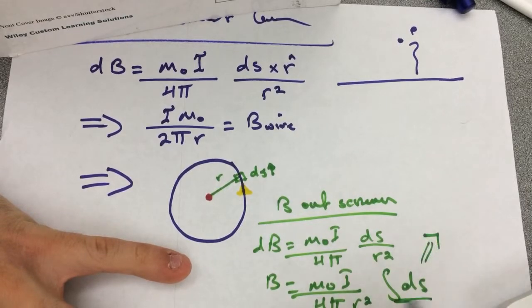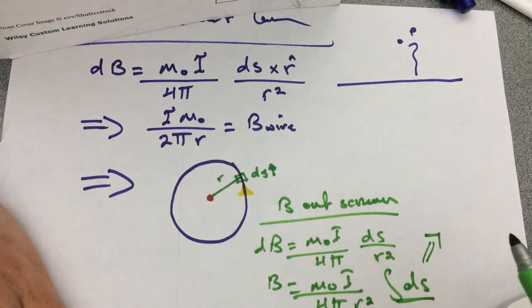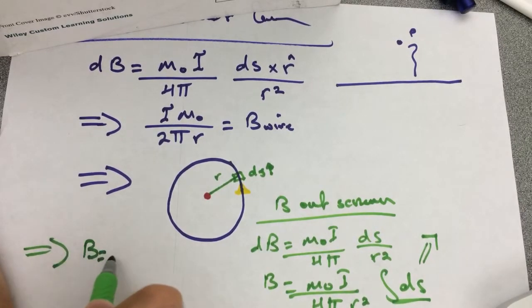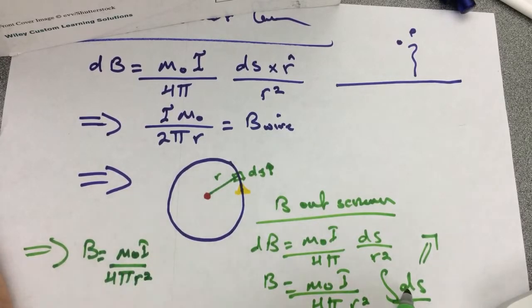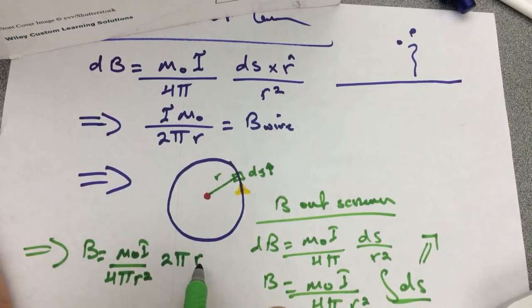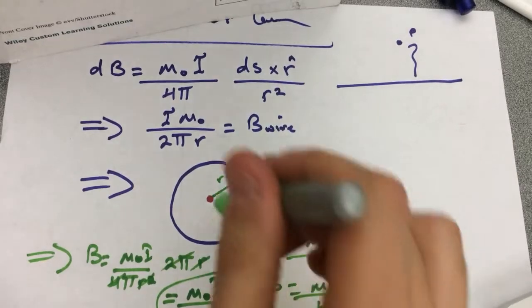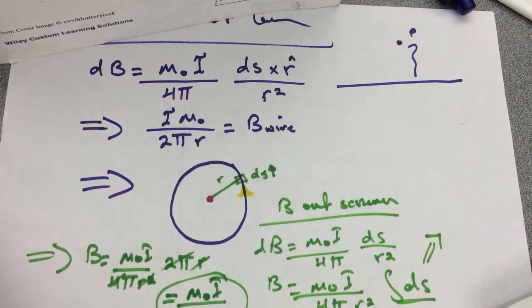Okay, so the integral of ds, if you go around it, is just 2 pi r, right? So taking it back here, we get B equal to mu naught I over 4 pi r squared, times 2 pi r. Let's take out the r and the 2 pi, so your result will be equal to mu naught I divided by 2r. Okay, and this is the magnetic field at the center, if you want to memorize it, and here's the way you differentiate this from the wire.